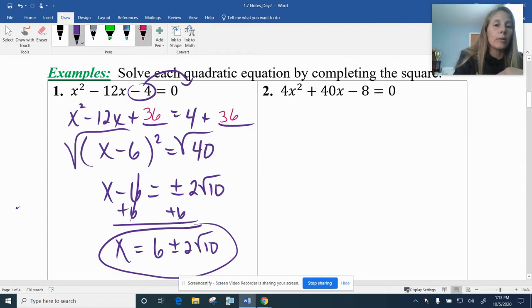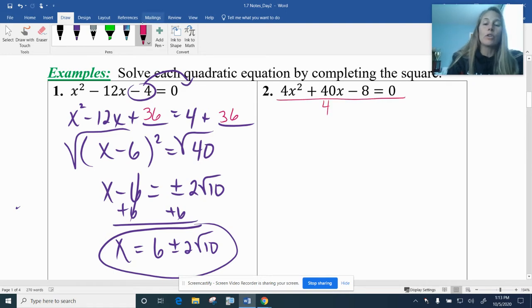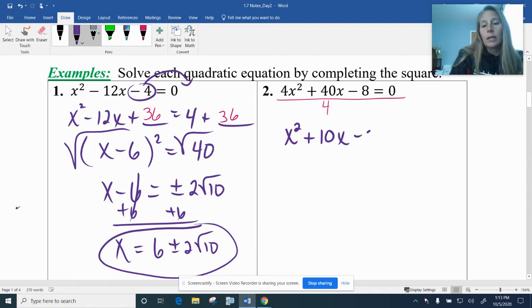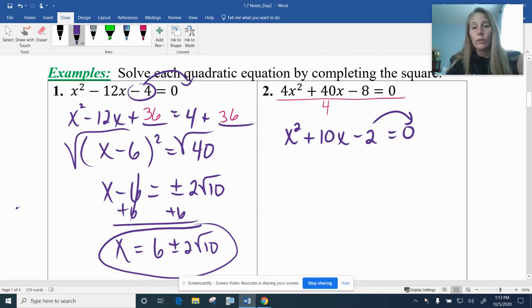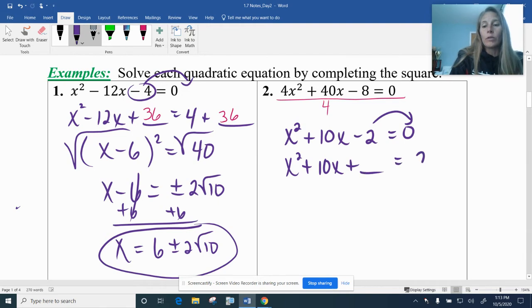All right, now the next example here is going to require you to divide everything by that 4 first. Now in the notes, they tell you to move the 8 over first. If you do move it over first or you divide first, it doesn't matter. It'll work either way. So if I divide it by my 4, I have x squared plus 10x minus 2. Of course, now I just move over the 2. If you moved the 8 over first, then when you divide, you still get the 2. So whichever. So of course, when I move my 2 over, it's a positive.